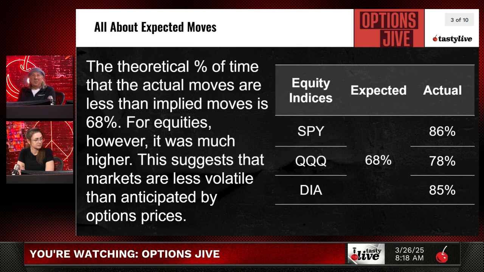The theoretical percent of the time that the actual moves are less than the implied moves is about 70% of the time. For equities, however, it was much higher. This suggests that markets are less volatile than anticipated by option prices. That's the beauty of what we do. SPY, go beat us. QQQ, beat us. So 68% expected, 86, 78, and 85. That does not take a rocket scientist to see why we sell premium.